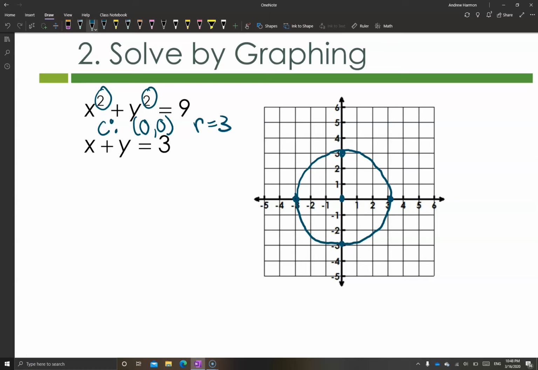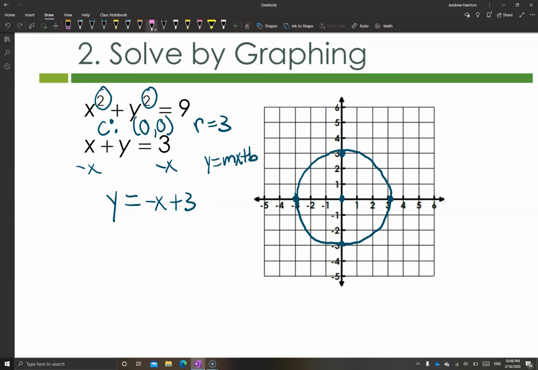Okay. Now we have to graph the line. Again, we need this line to be in that form y equals mx plus b. So we're going to solve this for y by subtracting the x from both sides. We're left with y is equal to negative x plus 3. Now that y is by itself, we can graph this. We go to the y-intercept of 3.